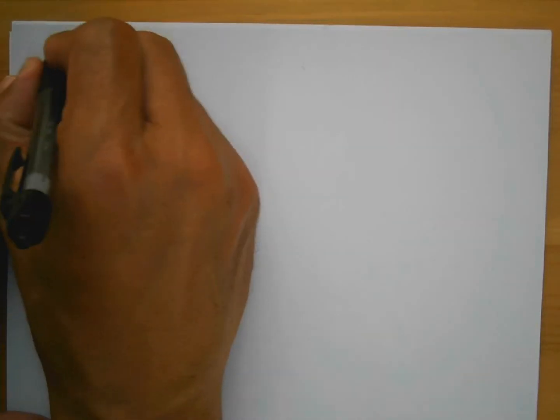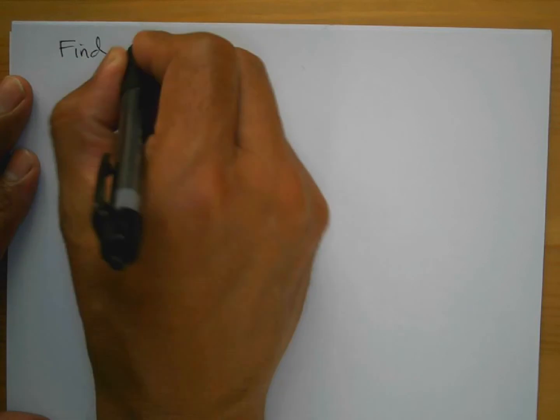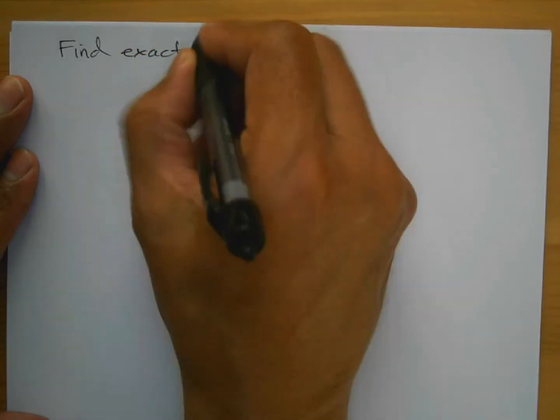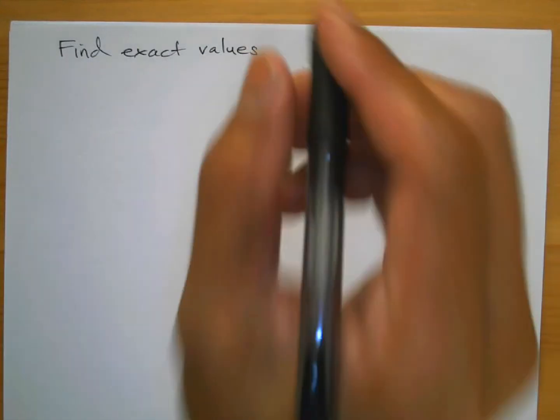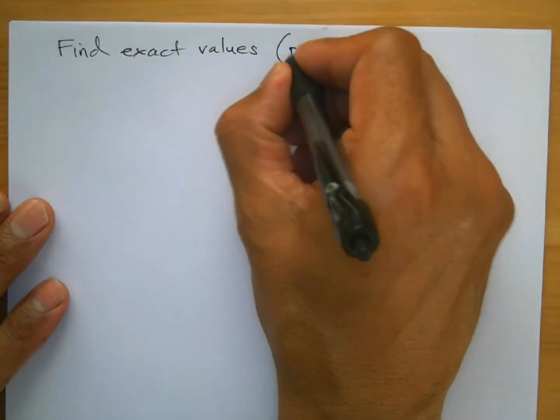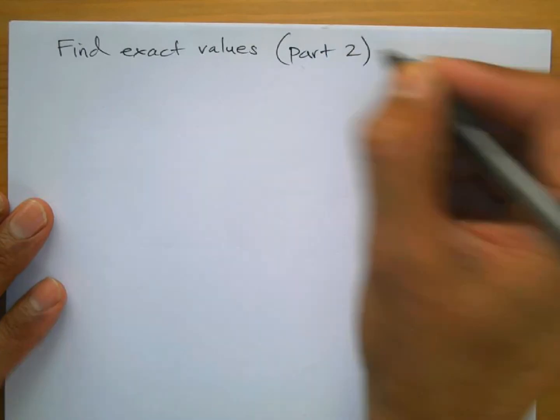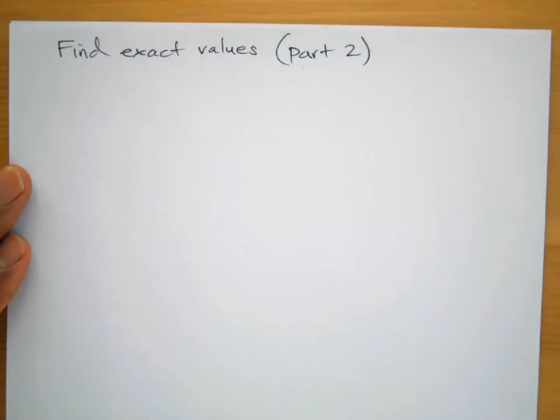All right, here's the second part of the video. Let me show you what's going to happen here. So this is find exact ratios, or finding the exact values. Okay, this is part 2.